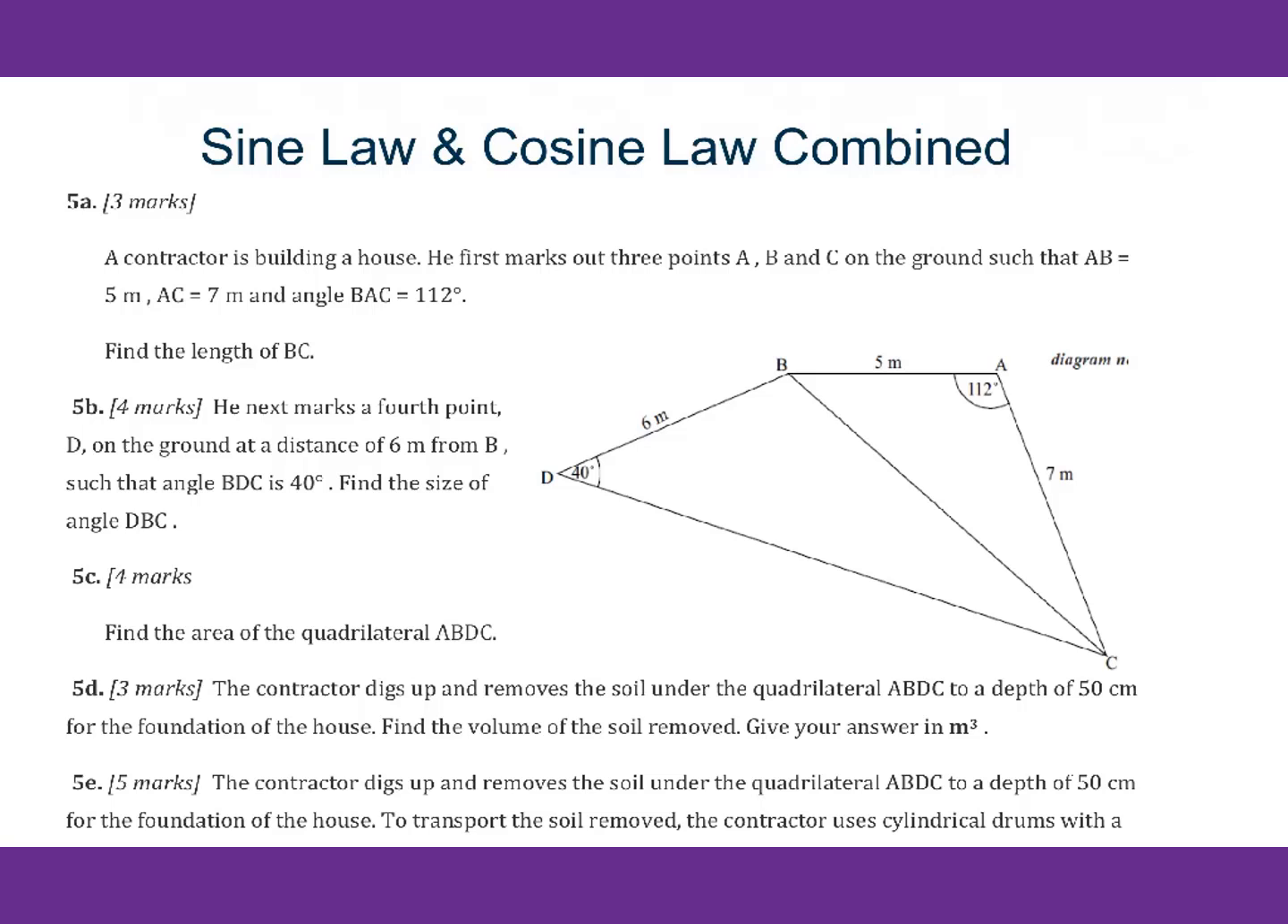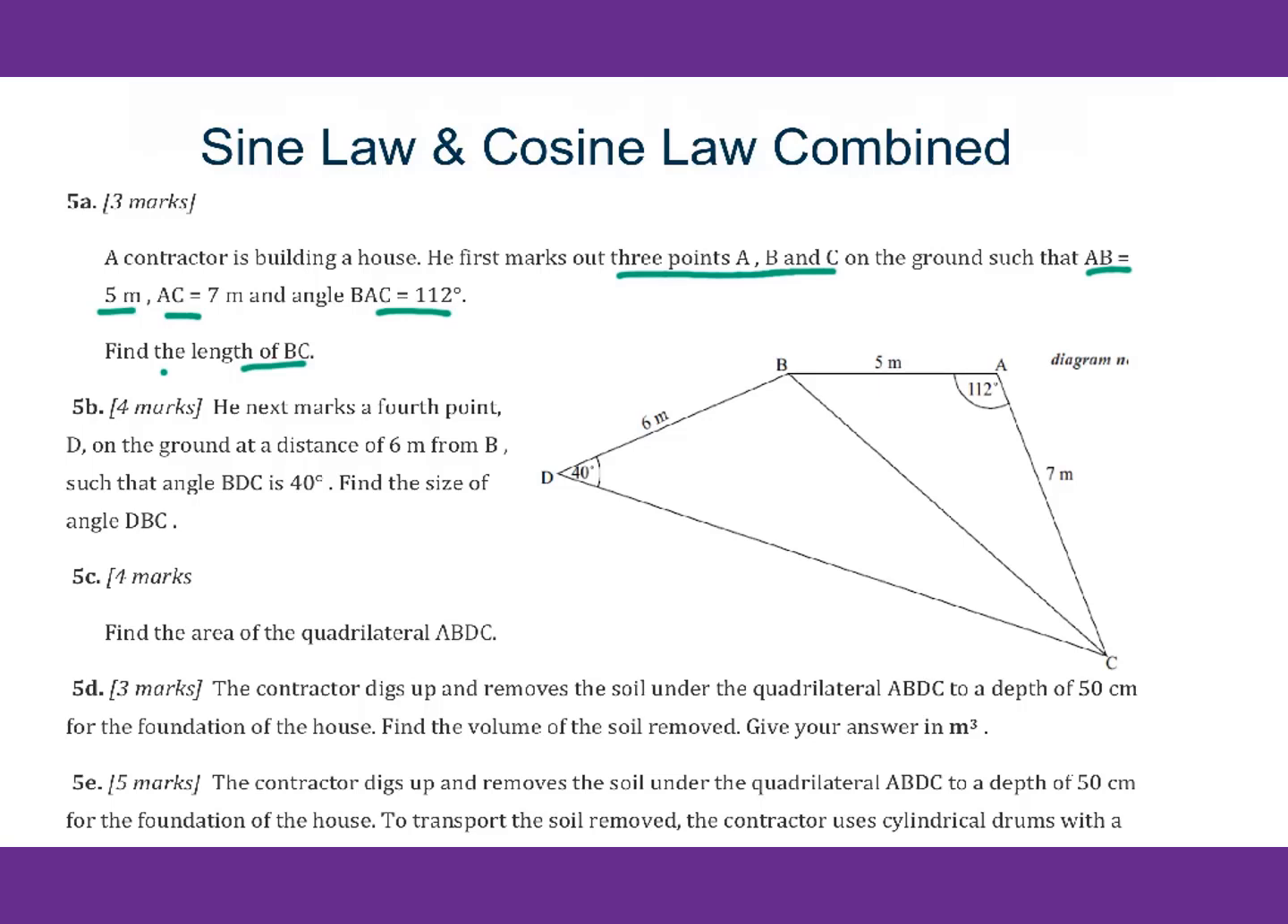This video is about sine law and cosine law combined. 5a. A contractor is building a house. He first marks out 3 points A, B, and C on the ground such that AB equals 5 meters, AC equals 7 meters, and the angle BAC equals 112 degrees. Find the length of BC.